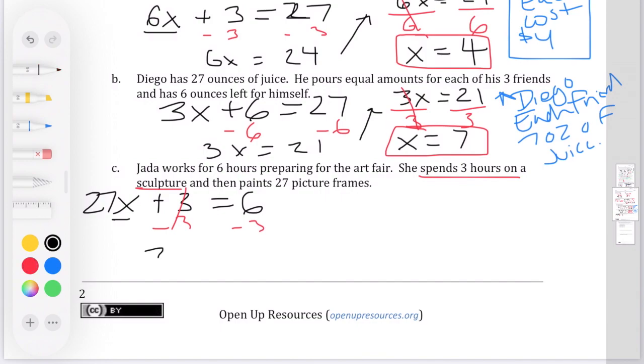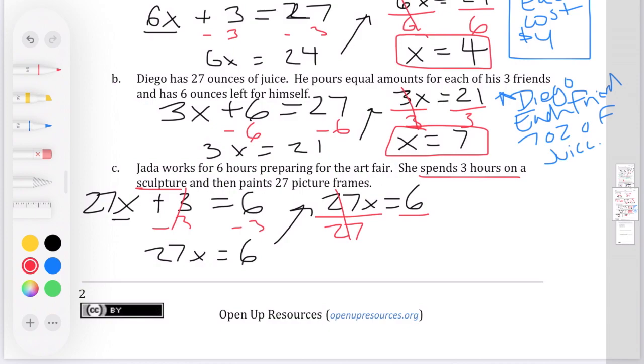So 27x is equal to 6. Then we bring that back up. 27x is equal to 6. Then we need to divide both sides by 27 to see how much time was spent. Whoops, I'm sorry, I'm making mistakes over here. 6 minus 3 is 3. So make sure you don't just copy that down wrong. So we should have 27x is equal to 3, not 6.